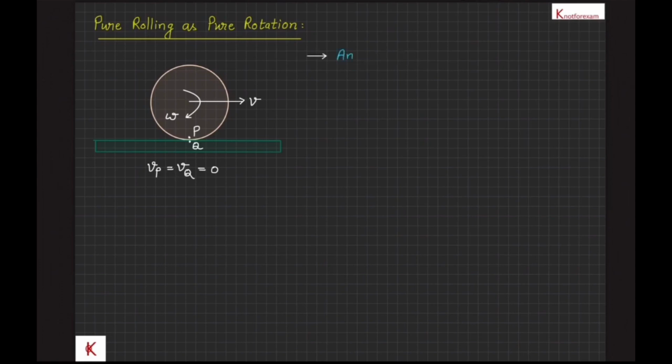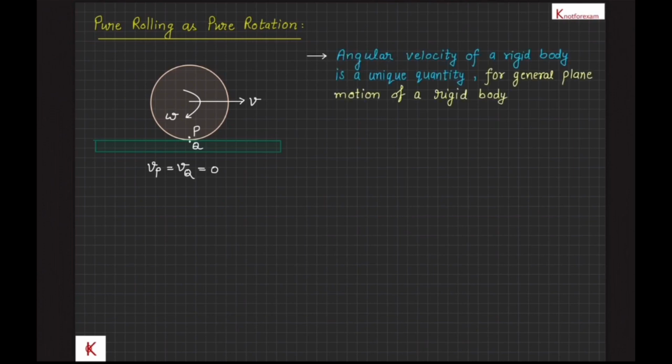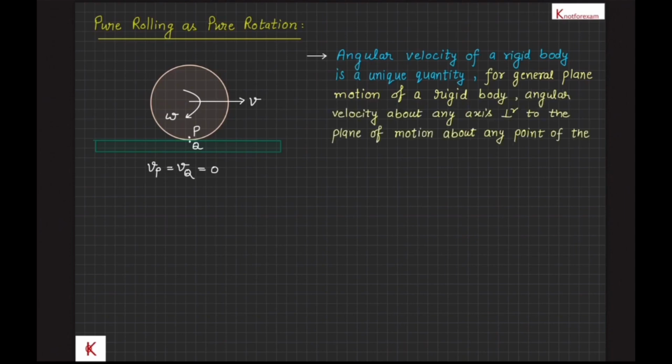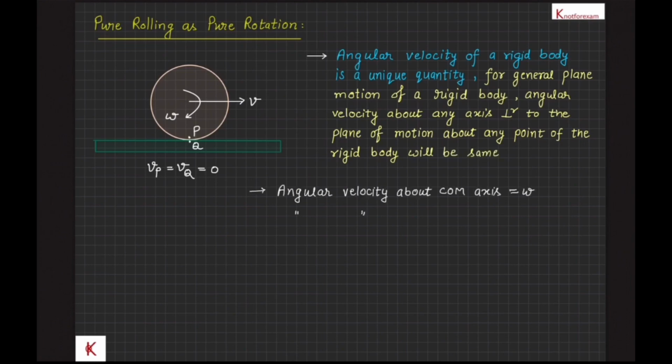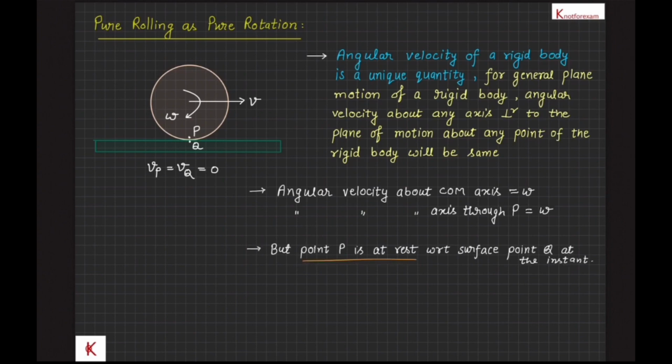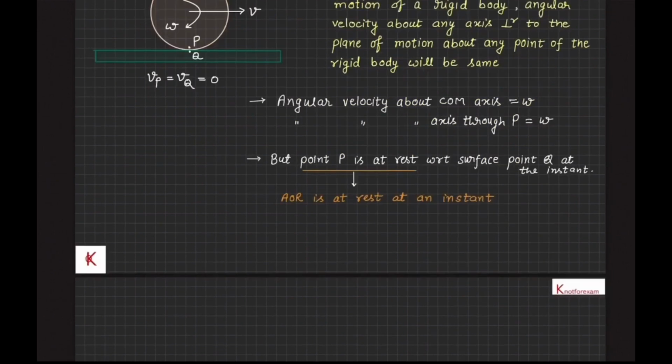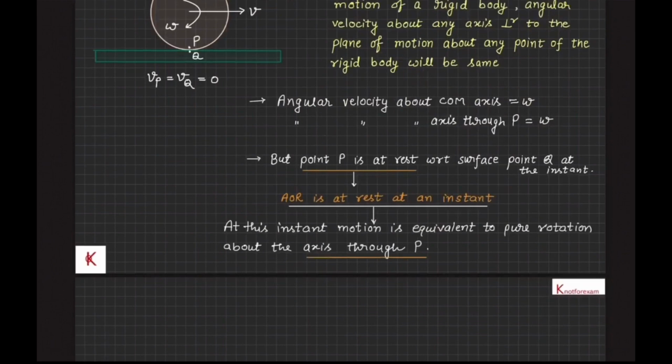Also, we can understand that angular velocity of a rigid body is a unique quantity. For general plane motion of a rigid body, angular velocity about any axis perpendicular to the plane of motion about any point on the rigid body will be same. Since angular velocity about center of mass axis is omega, therefore angular velocity about axis passing through P will also be omega, but point P is at rest with respect to surface point Q at that instant. Therefore, axis of rotation will also be at rest at that instant. Therefore, at that instant, motion is equivalent to pure rotation about the axis through P or Q.